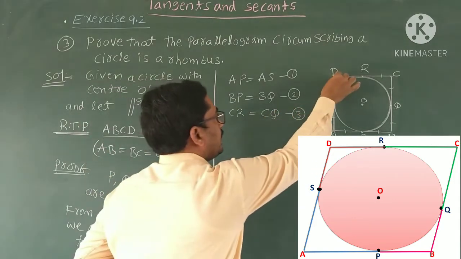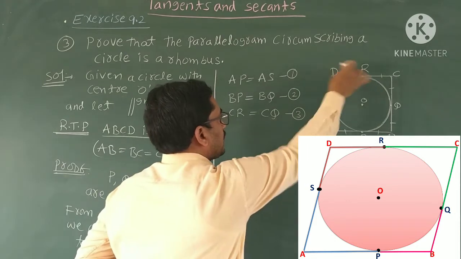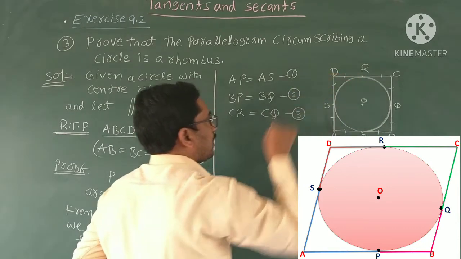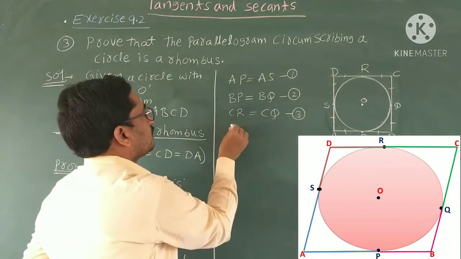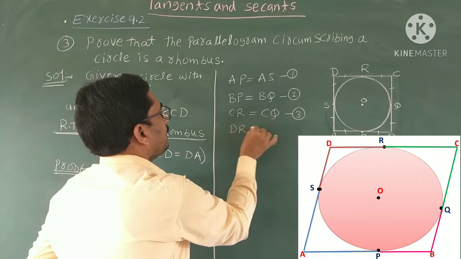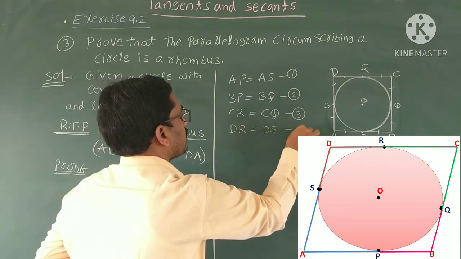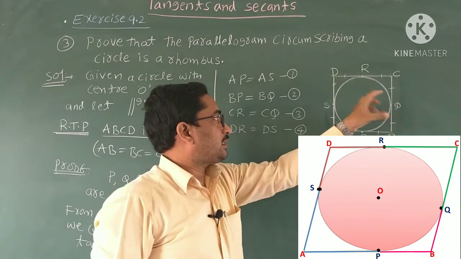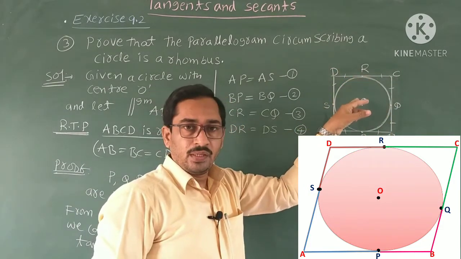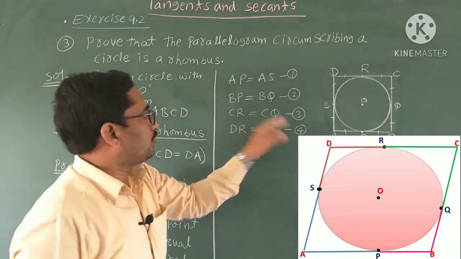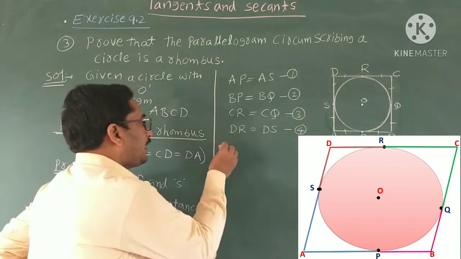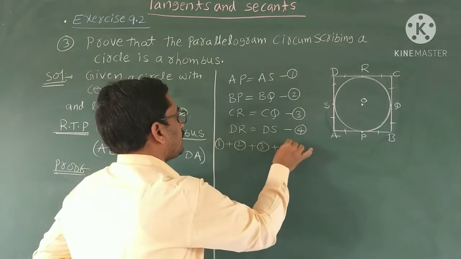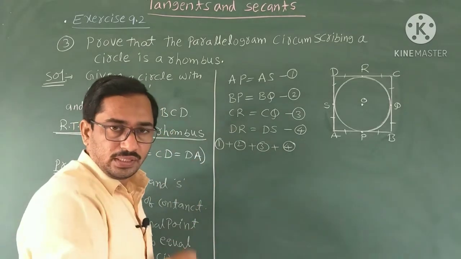Similarly, D is also an external point. We can draw two tangents to the circle and their lengths are equal, that is DR and DS. So write DR equal to DS, equation number 4. So A, B, C, D are the four external points to the common circle, and based on this concept we form the four equations. Now add all four equations, 1 plus 2 plus 3 plus 4.